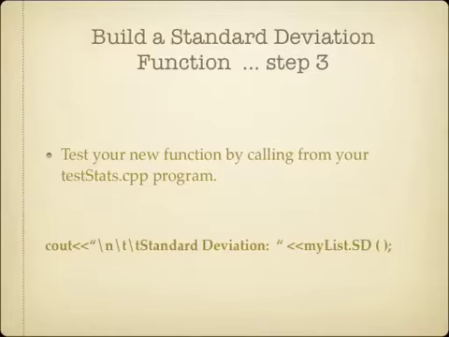Step 3 of building our standard deviation function is to test it and make sure it's working. And this is very straightforward. You'll simply add a cout statement for standard deviation, and you'll call for the value by using mylist.SD, just like we did mylist.howmany, and so on.